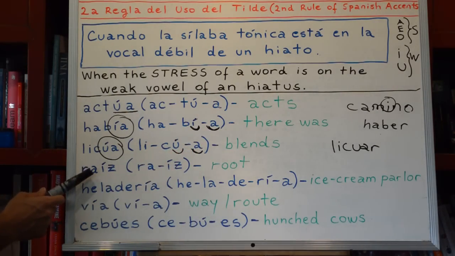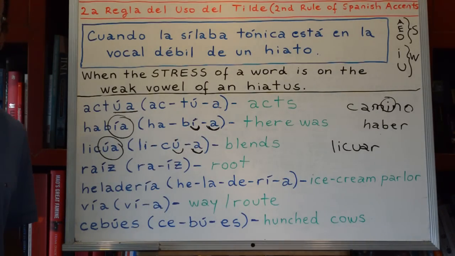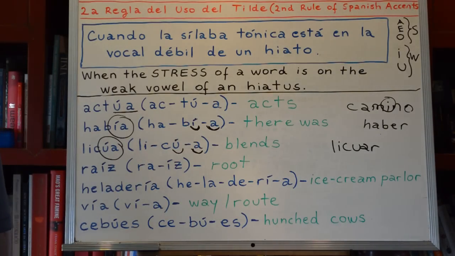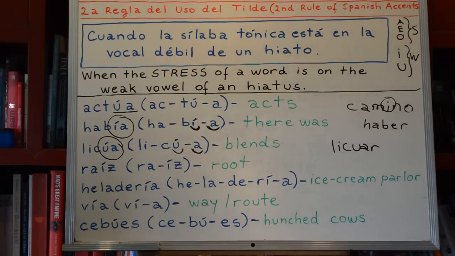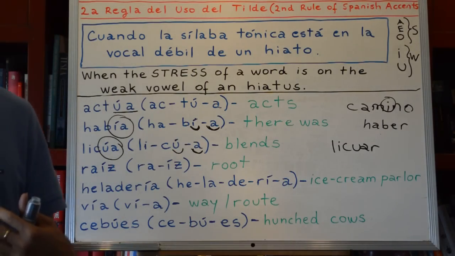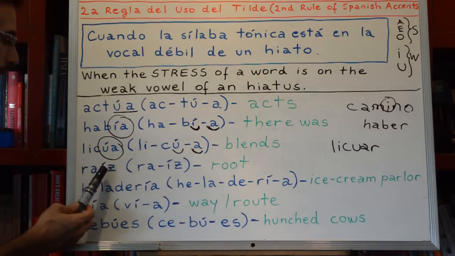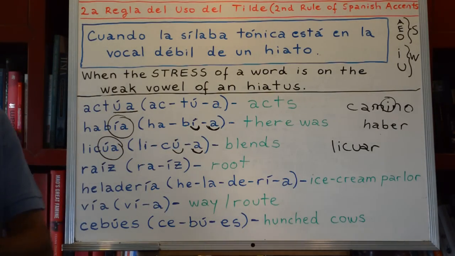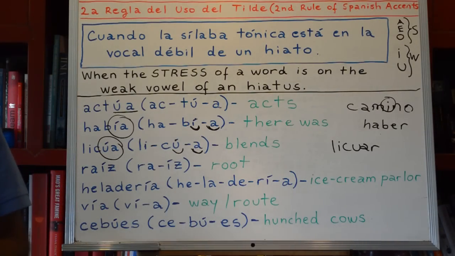We have next word, raíz. Raíz means root. We have the root of a tree, the root of a plant, right? Or somebody's family roots, for example, okay? In Spanish we say raíces familiares, family roots, or raíz de un árbol, the root of a tree, or raíz de una planta, the root of a plant.